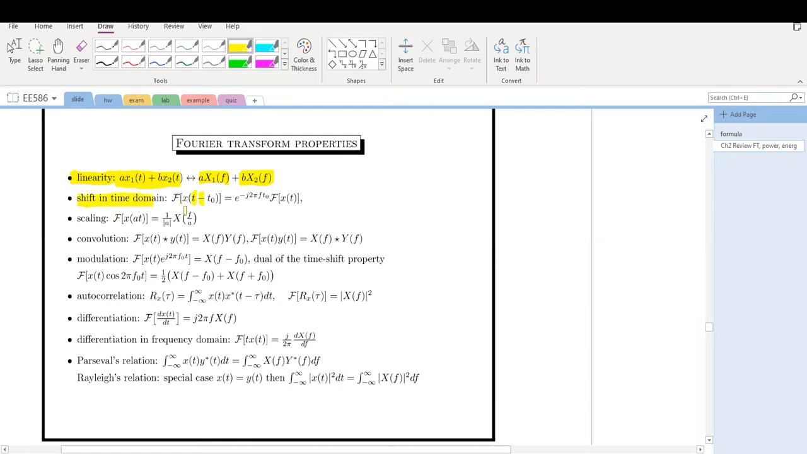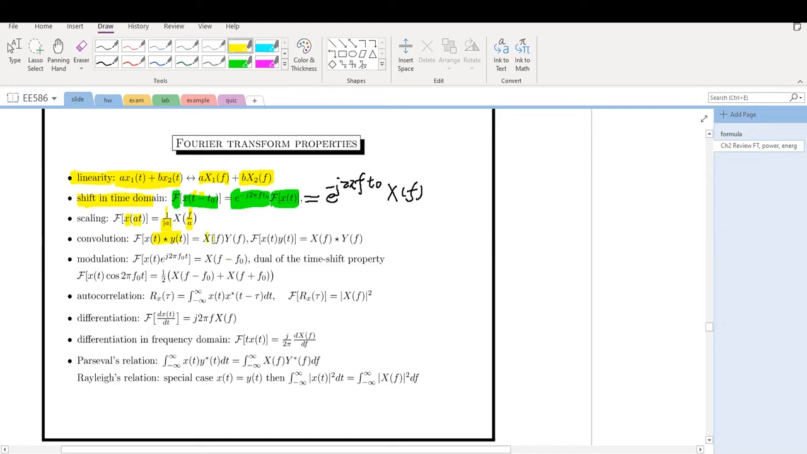If a signal is shifted in time, for example x(t minus t naught), so that the signal has been shifted by t naught, and we take the Fourier transform of this signal, then we have a phase shift in the frequency domain. This equals e to the power minus j 2 pi f t naught times X(f). So the phase shift amount is f t naught.